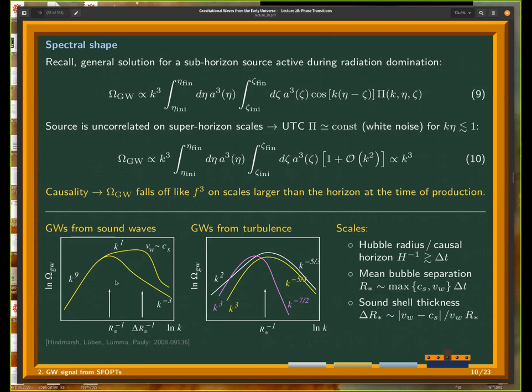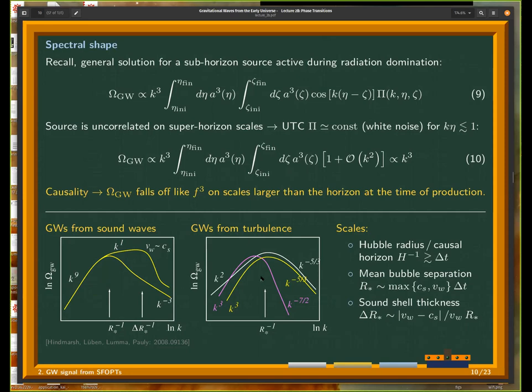Okay. But again, this also comes with many uncertainties. This is basically the state of the art. You have to compare this to numerical simulations. And it might well be that the details will still change in the future, but just very roughly, I wanted to mention that the spectrum is controlled by these different length scales.